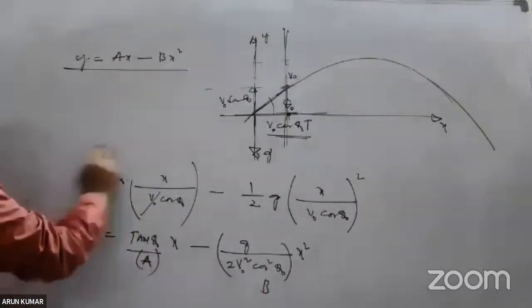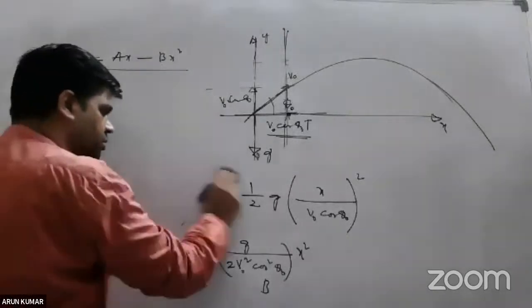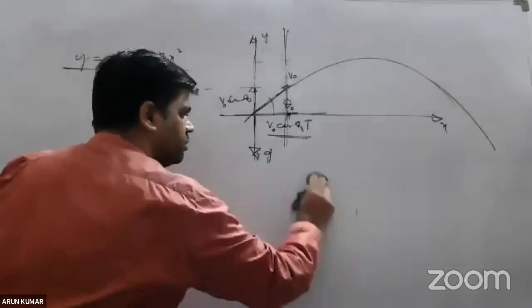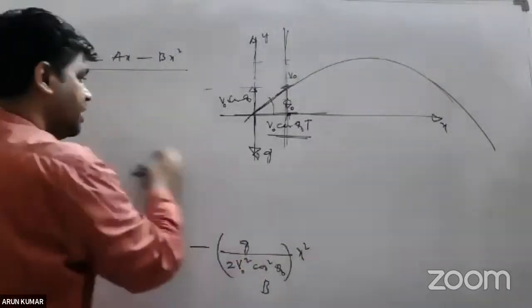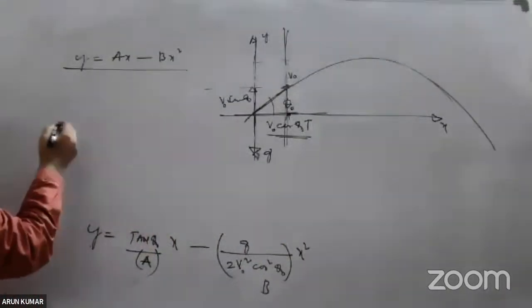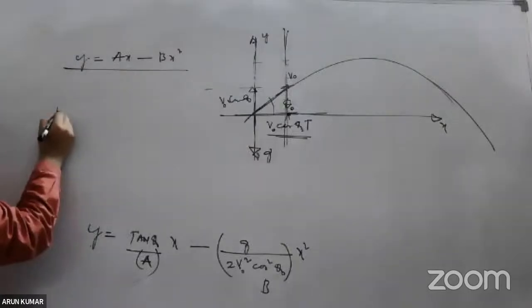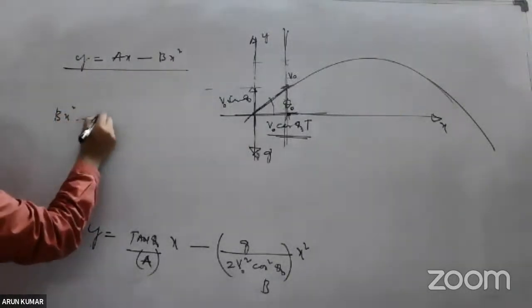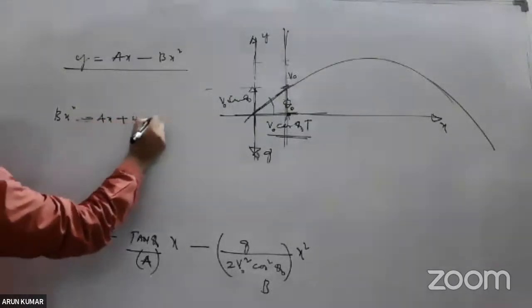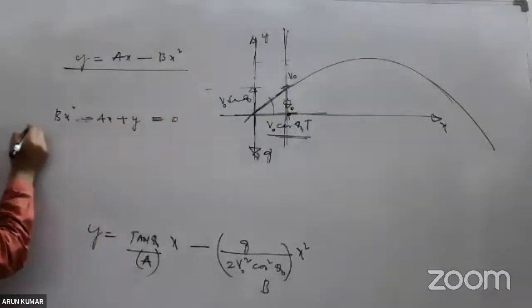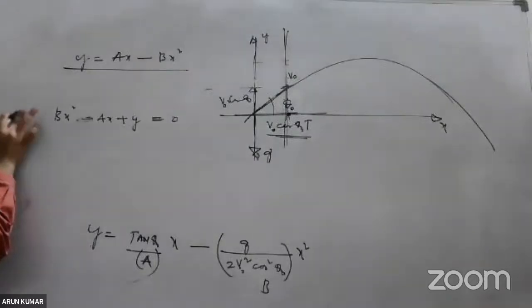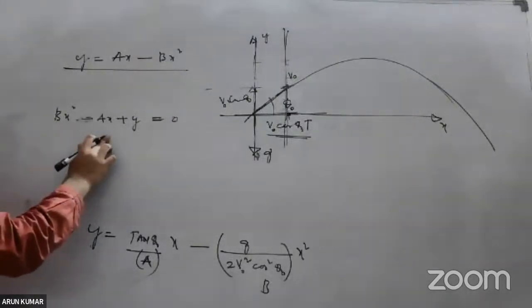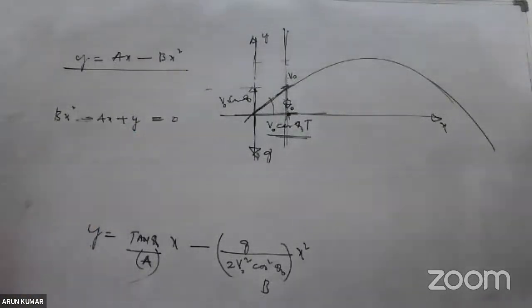Yesterday we have seen the conic equation. Sir, is the equation a hyperbola? Yeah, let's see. That's a good question. So bx square minus ax plus y equal to 0.